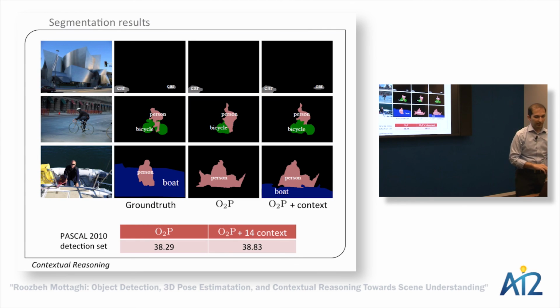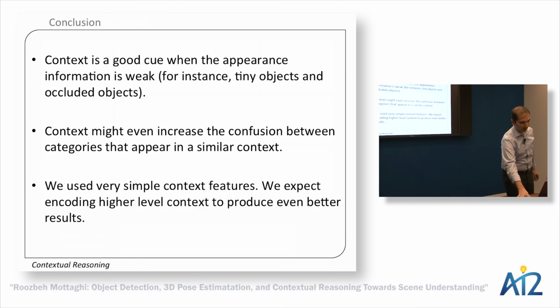Also, we augmented one of the state-of-the-art segmentation methods, O2P, with just very simple contextual features, and we improved the performance by about 0.5%. That's a minor improvement, but it corresponds to millions of pixels in the data set. So to conclude this part of the talk, context is a good cue when the appearance is weak, for example, tiny objects or occluded objects, where we do not have a strong appearance.